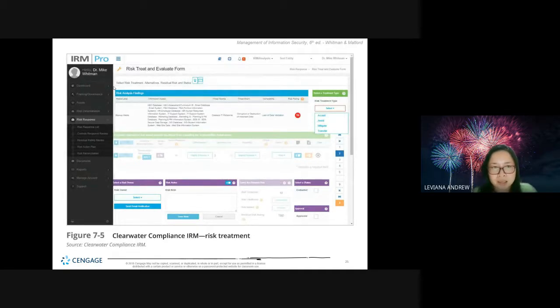And these are the software tools that help any organization to do the risk assessment and risk treatment strategy.